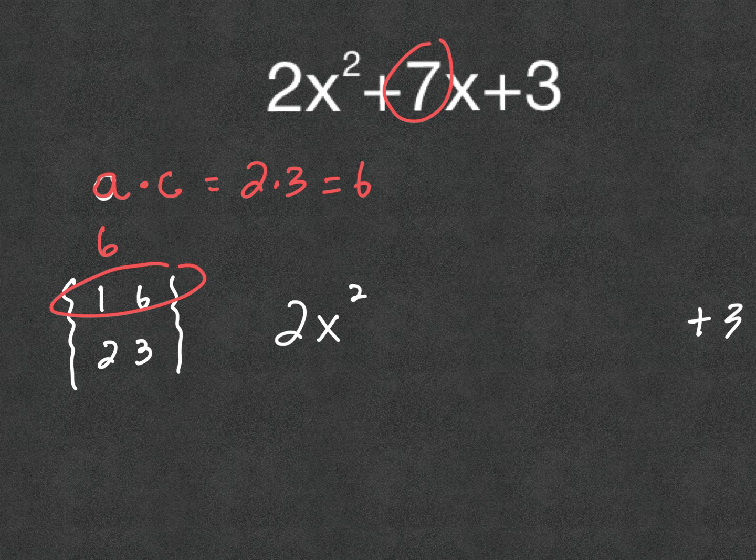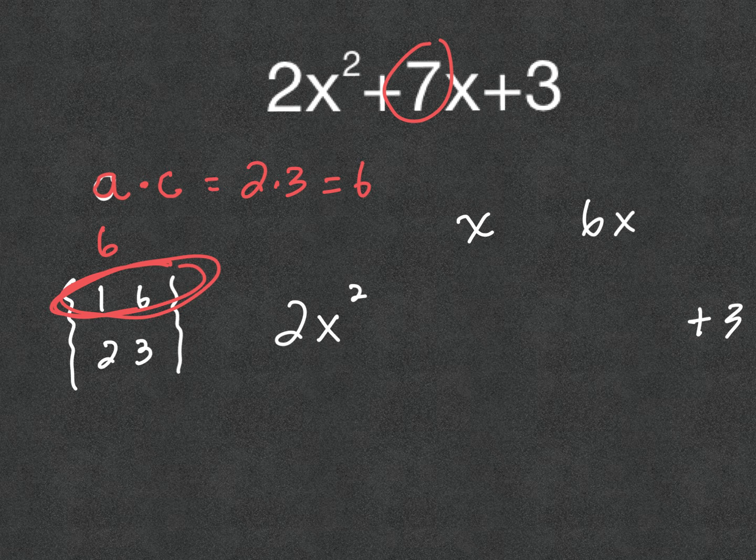They're not going anywhere. But that 7x, I want to split it up. Now, I'm going to split it up into x and 6x, the 1 and the 6. Where did I get the 1x and the 6x? I looked at those factors that add up to 7x. I want to put those terms in the middle. But where do I put them?